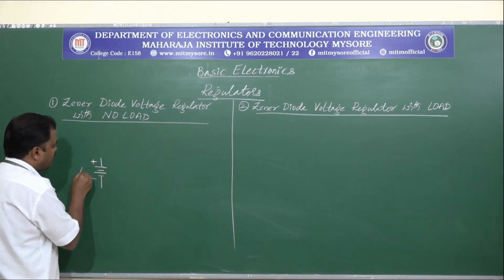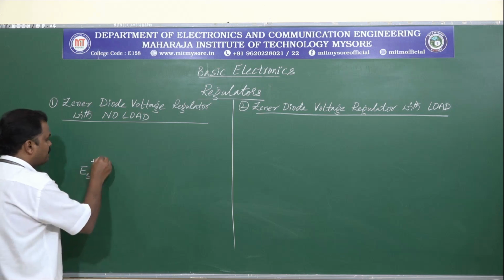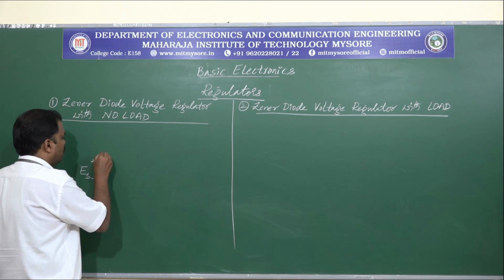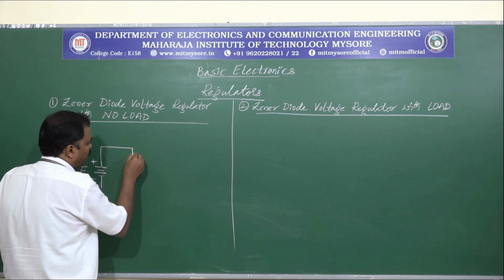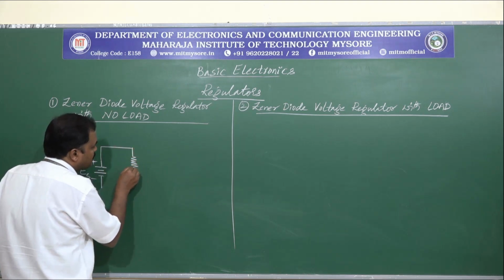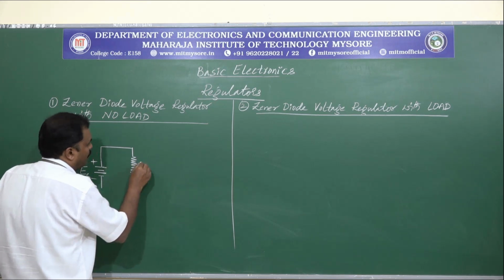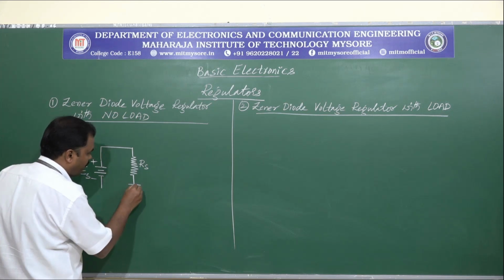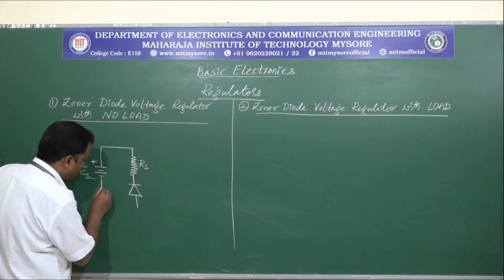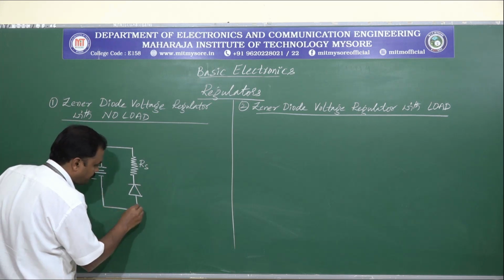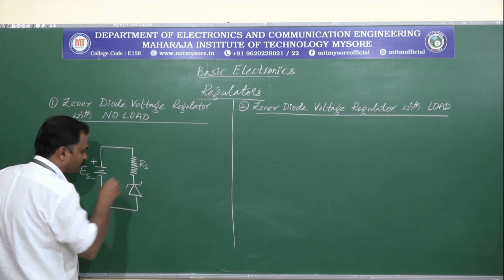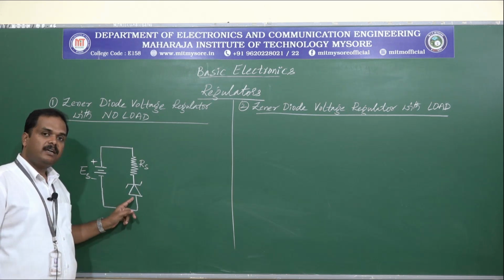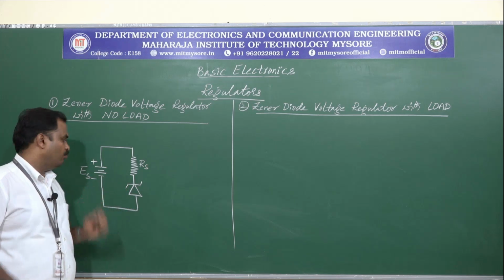Let us call this ES, and let us consider a Zener diode across this. And here we have a series resistance, and let us say this is RS, and here we have a Zener diode connected like this. So make sure that the Zener diode is connected in reverse bias mode.